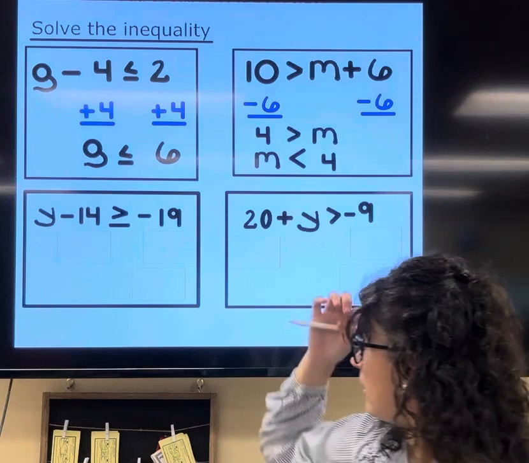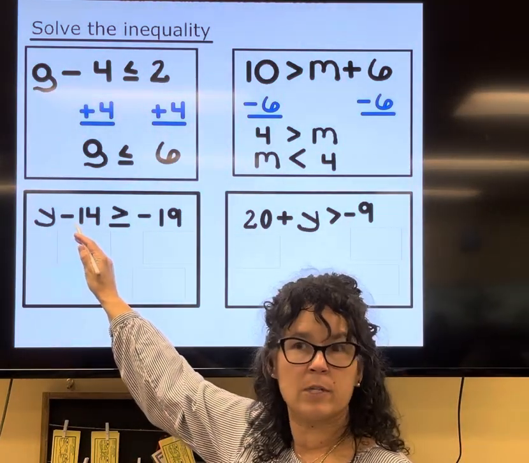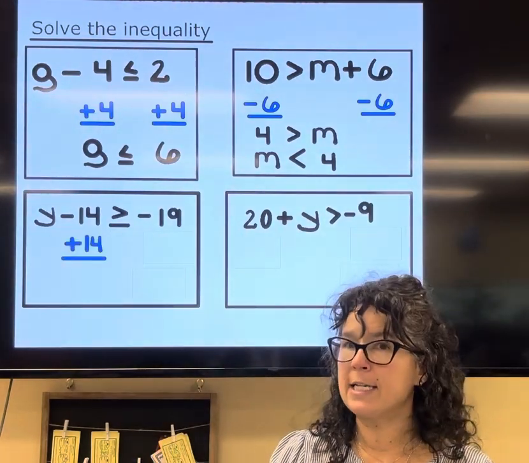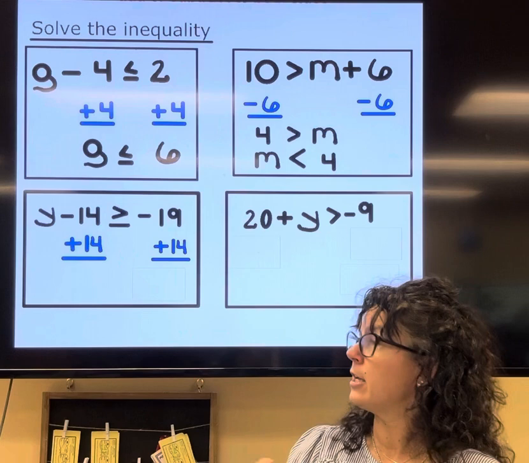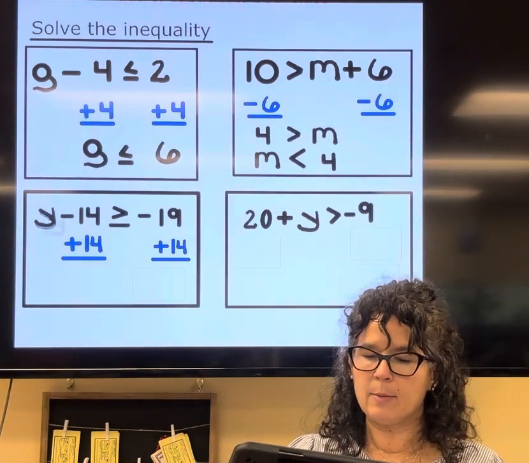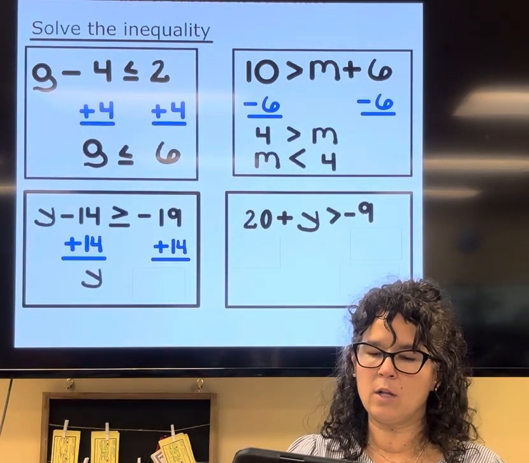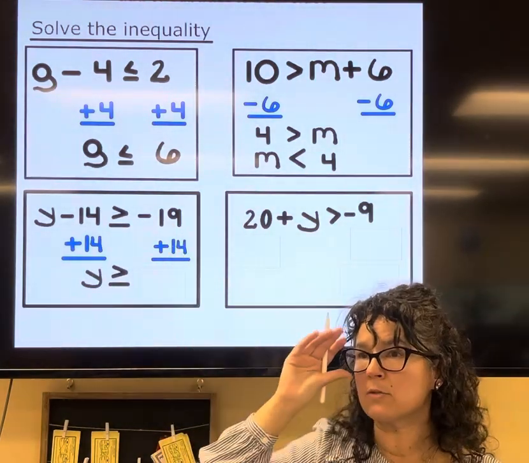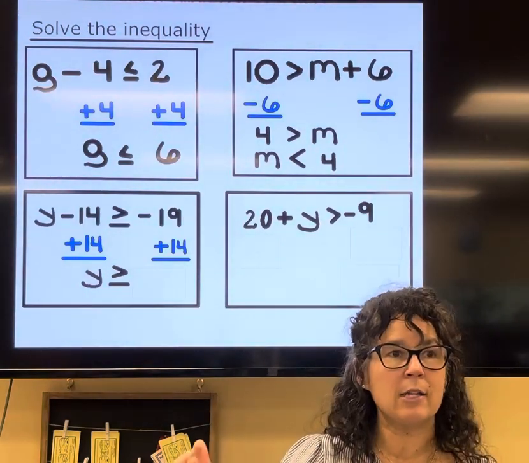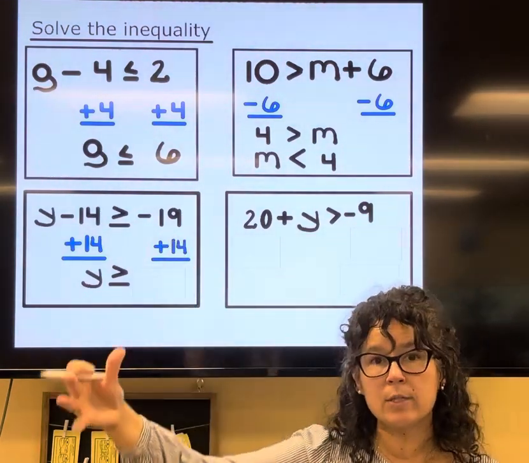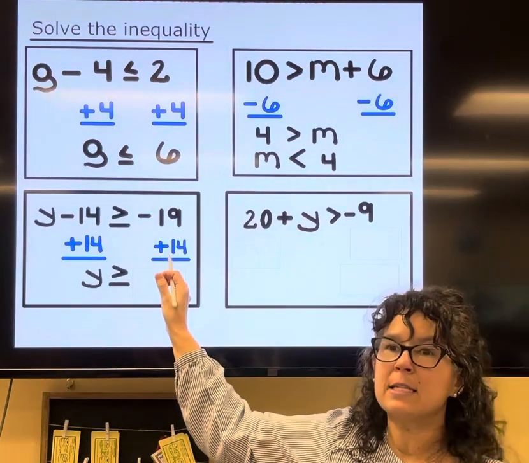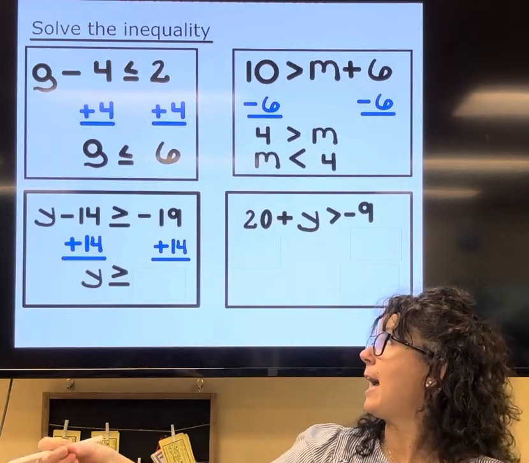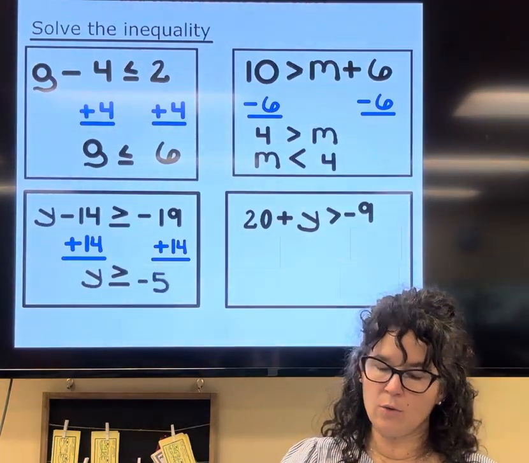So this guy here, I want to get the y by itself, and what's preventing the y from being by itself is this -14. So I'm going to add 14 to get rid of that. What I do to one side, I do to the other. The y, I'm going to bring that straight down. My inequality symbol, greater than or equal to, I'm going to bring that down. And then -19 plus 14, you could do that on your calculator, but -19 is like I owe somebody $19. +14, I have $14. So if I give them the $14 I have, then I'm still going to owe them 5.